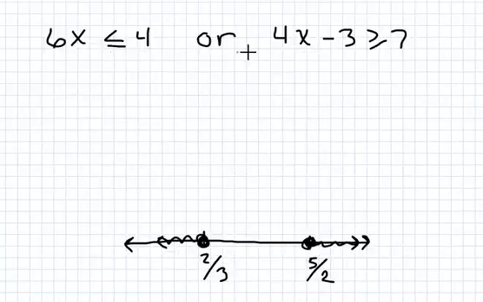6x is less than or equal to 4, or 4x minus 3 is greater than or equal to 7. And I've drawn you a graph. This includes 2/3 and this includes 5/2. So remember it's OR. You can pick something over here, or you could pick something over here. It doesn't matter. But if this were an AND sign, then this would be no solution.